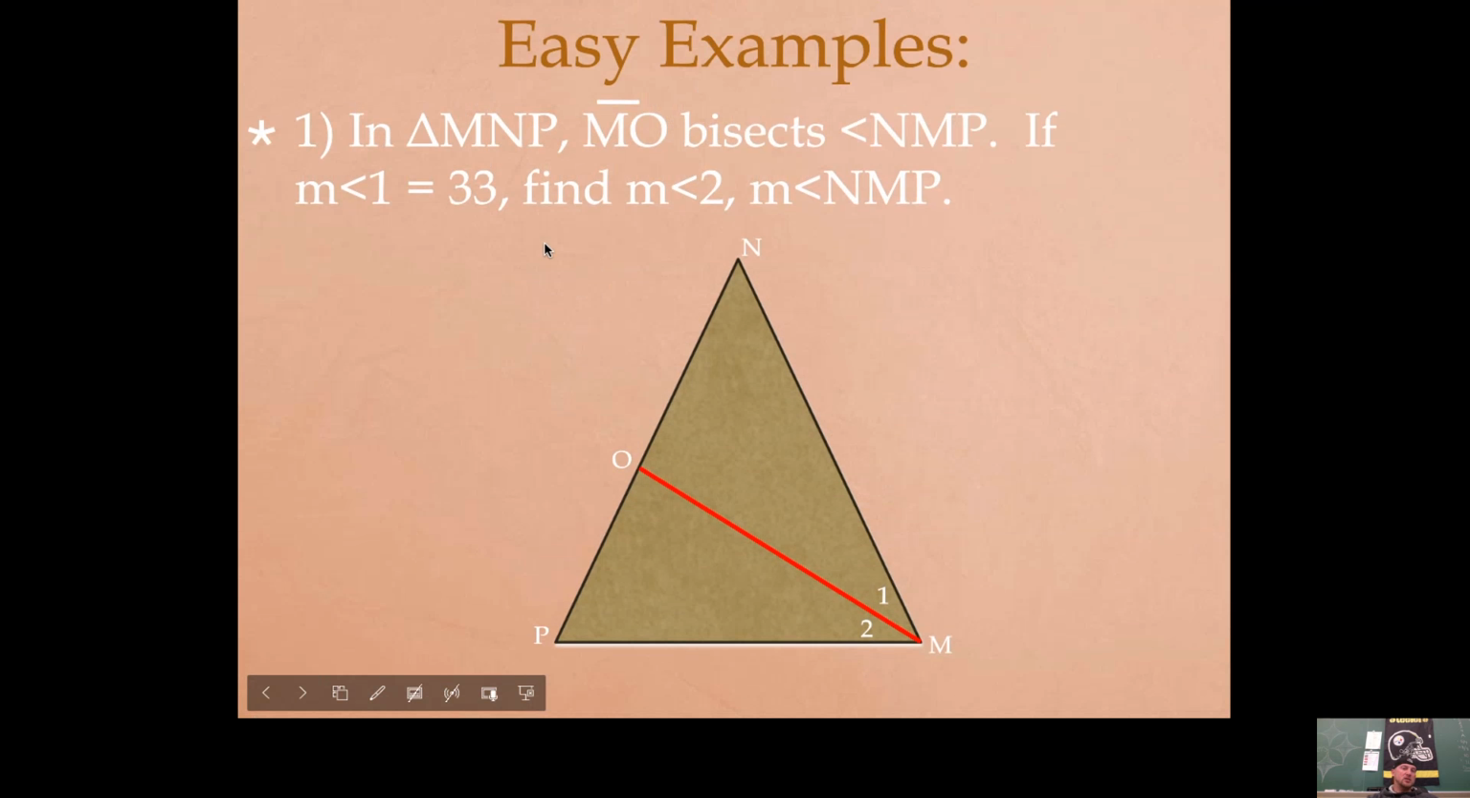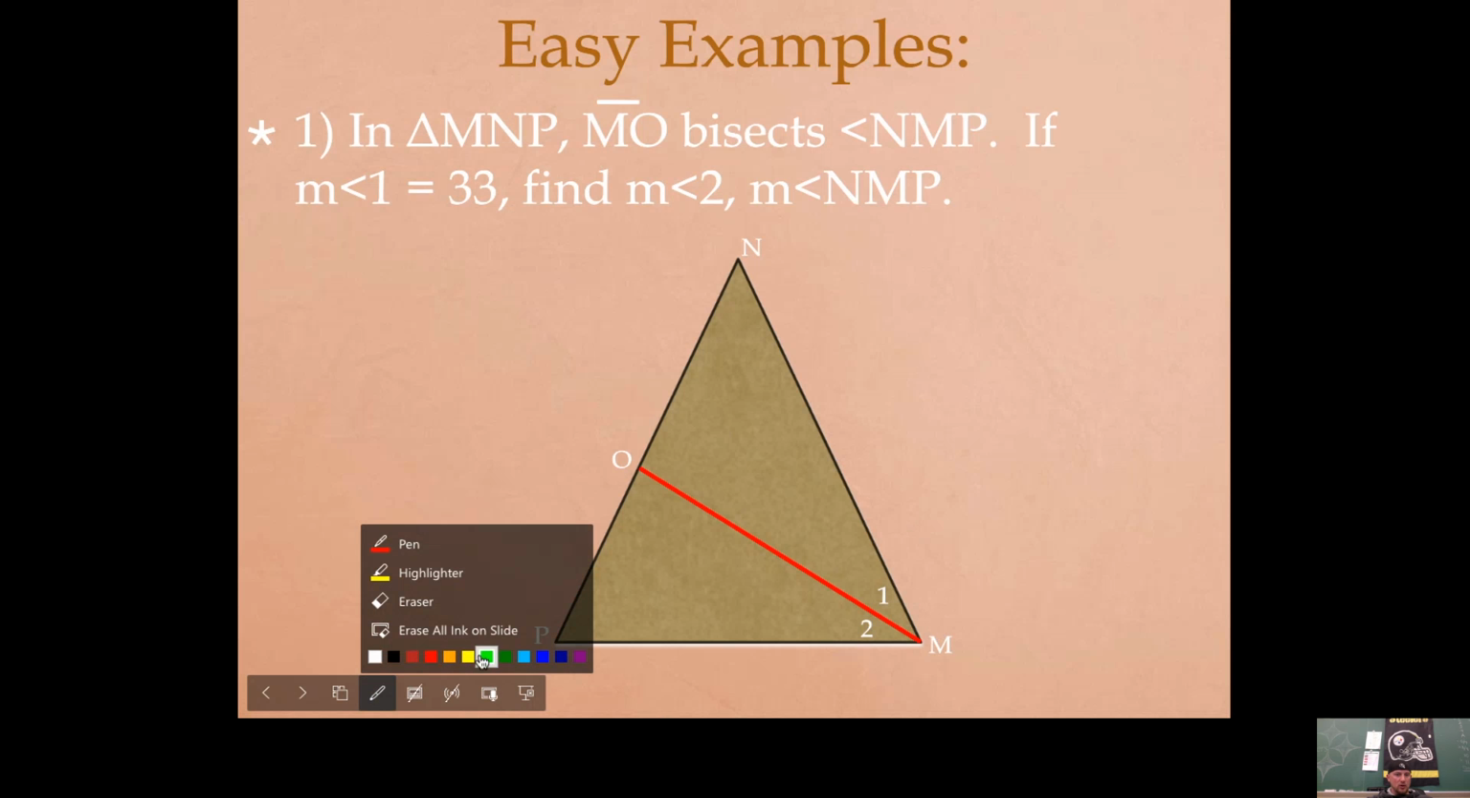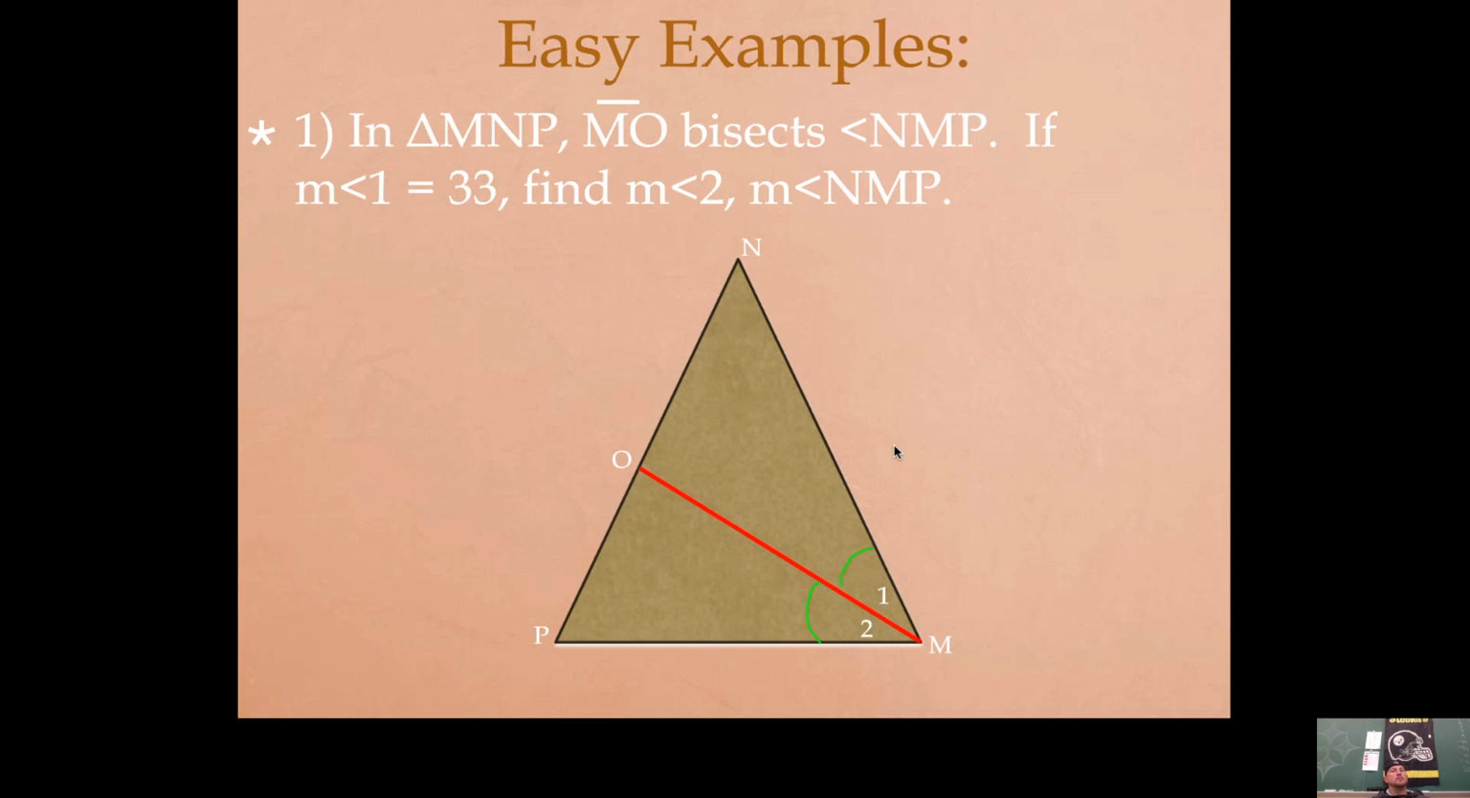Here's an easy example. It's only easy if you understand how to read this. So in triangle MNP, that's this big triangle right here, segment MO, that's the red one, bisects angle NMP, that's this angle right here. So if it bisects it, what does that mean about angle 1 and angle 2? It means they're going to be congruent. If angle 1 is 33 degrees, that's its measure, find the measure of angle 2. Well, this one's 33. What's this one if it gets bisected? It's going to be 33 degrees as well.